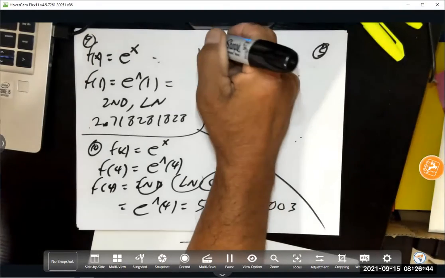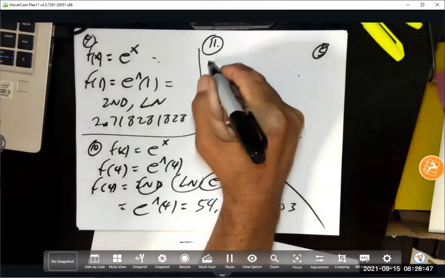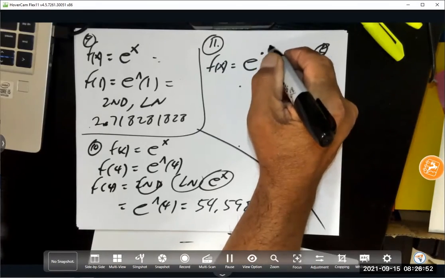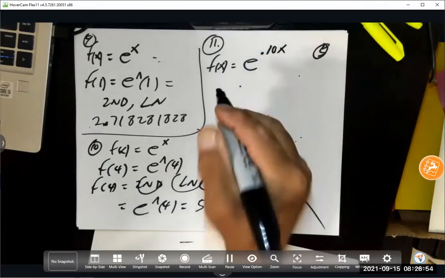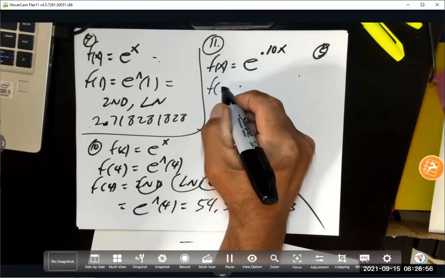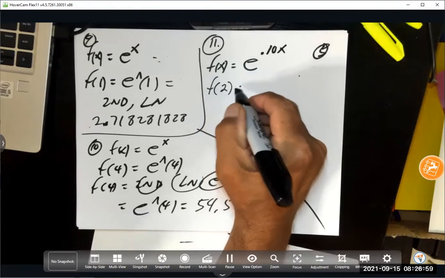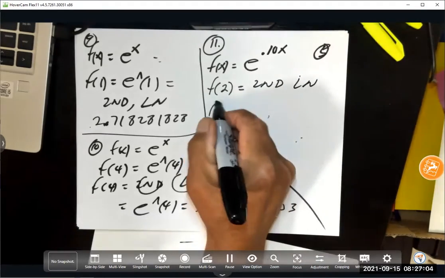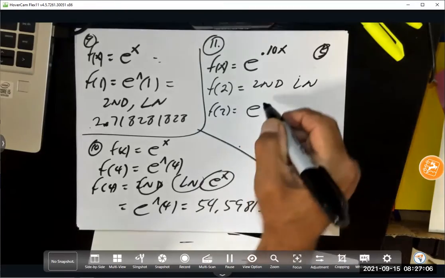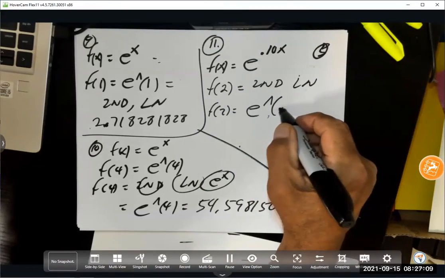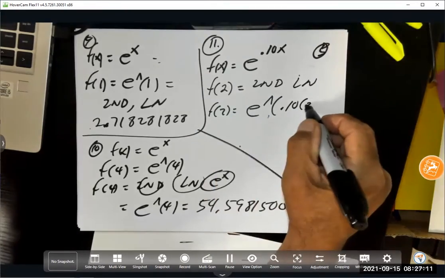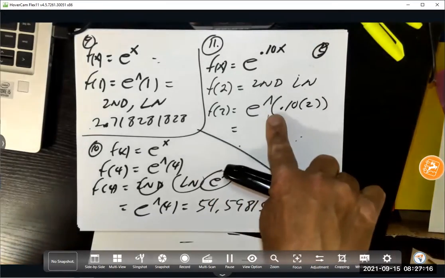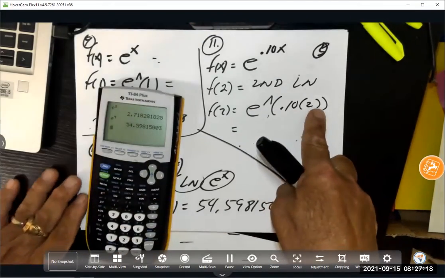All right. So now number 11, it's gonna be a little different because I'm gonna put a decimal in there. F of x equals e to the 0.10x. Okay. So I'm gonna say find f of 2. So you're still gonna do second, you're still gonna hit the ln key. And when you do that, you're gonna get e to the power of that number right there. 0.10 times what number? 2. And you close it like this. E to the parentheses, 0.10, 2, close it, close it.